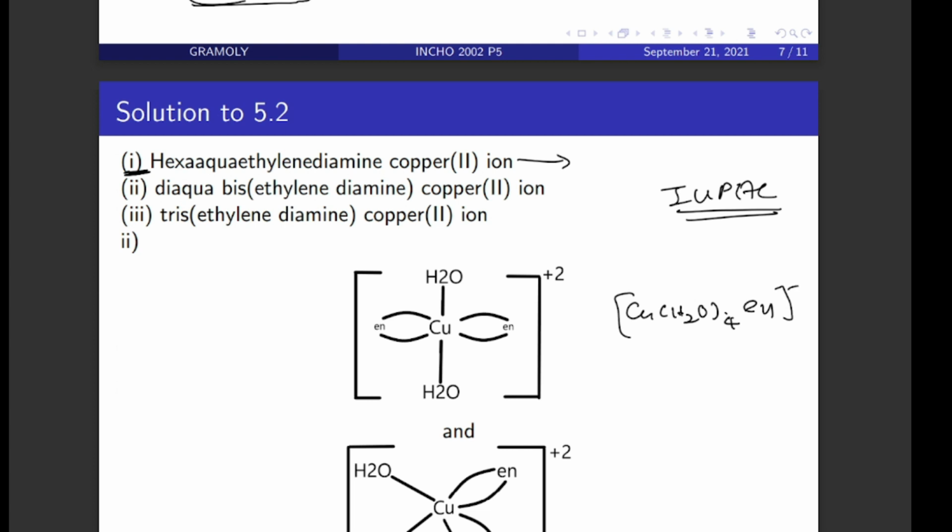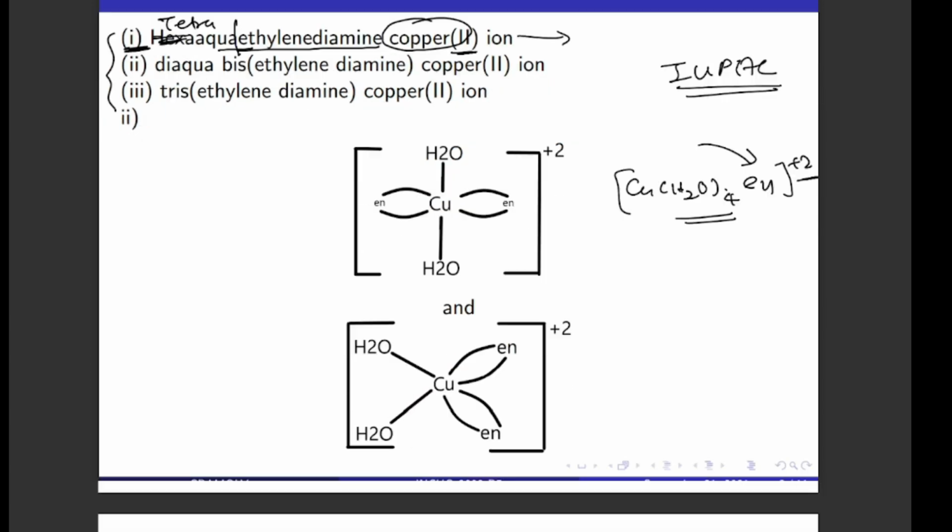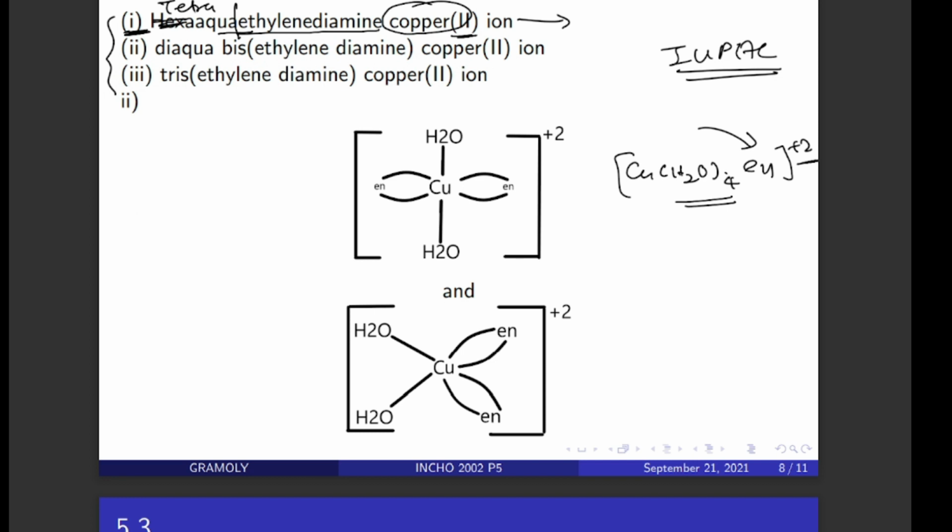First of all, there is tetraaqua because 4 water molecules are there. Then there is ethylenediamine, which corresponds to en. Then we give the central metal atom along with its oxidation state and ion, because this is a cation. The other two are quite trivial, and we can attempt those as well. Jumping to the structure of [Cu(en)2(H2O)2]2+, we have to comment on the structure of this compound and also assign configurations to it.